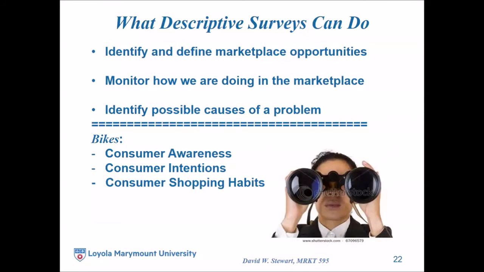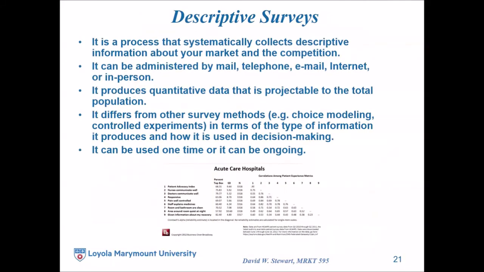And descriptive surveys can do lots of wonderful things for us. First of all, they can help us identify and define market opportunities. How many customers are there? They can help us identify how we're doing in the marketplace. How many people are aware that we have a product? How many people are satisfied with our product? And sometimes it can help us identify the cause of the problem. What kind of problem are we having? When? Why? In bikes, you've actually got descriptive surveys. You've got a customer awareness survey. You've got an intention survey. You've got shopping habits.